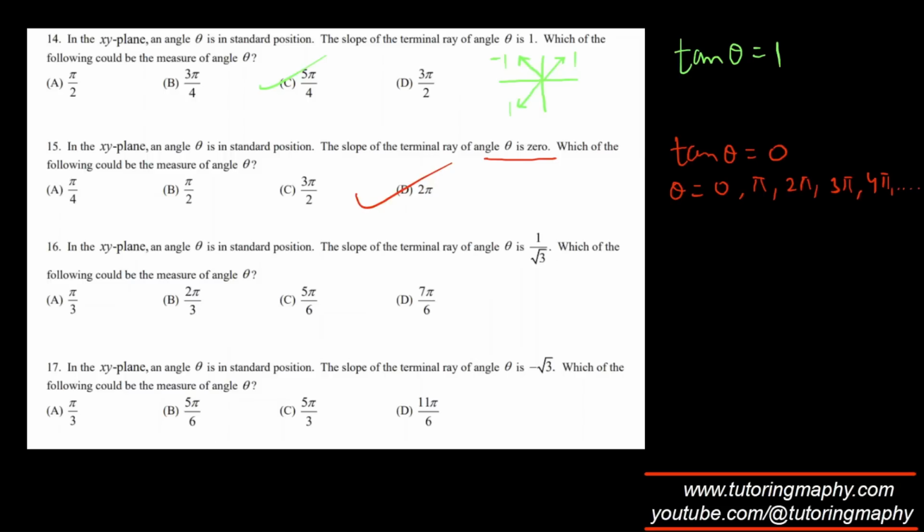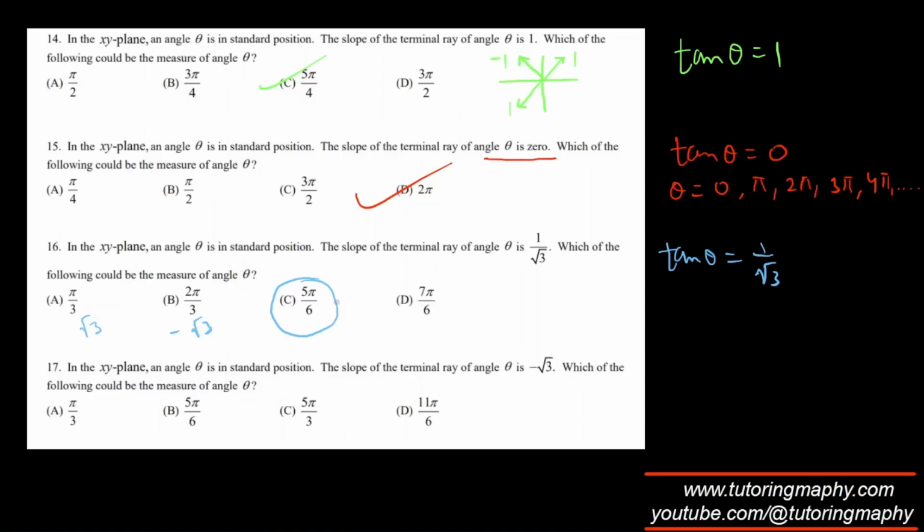Here, they have given that tan of theta is 1 over root 3. So tan of theta, can it be pi over 3? No, because tan of pi over 3 is root 3. It also cannot be 2 pi over 3 because that will be either plus or minus root 3. So we need 1 over root 3. That's not possible.